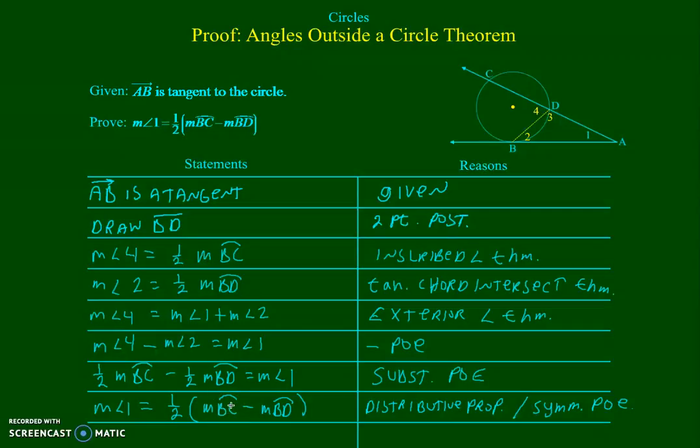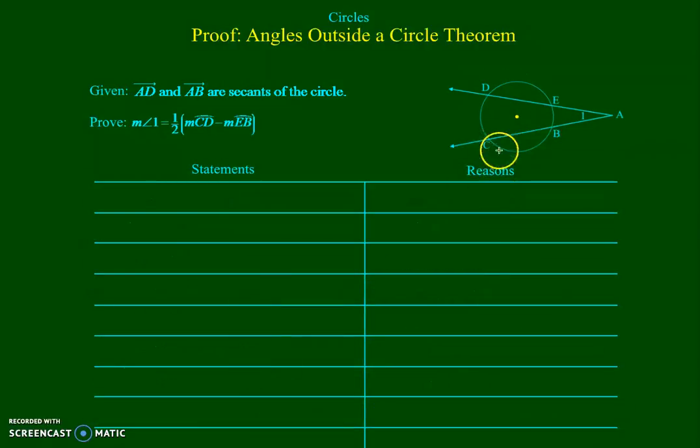And now finally, let's look at the proof of the two secants theorem, and you're going to see very few differences with this. So my suggestion would be, give this an attempt as soon as you see the picture, stop the video, and then start it back up again and compare your results with what I get. Here's the setup. We have two secants intersecting at point A outside, forming angle A. We need to prove that the measure of angle 1 is equal to 1/2 arc CD minus arc EB.